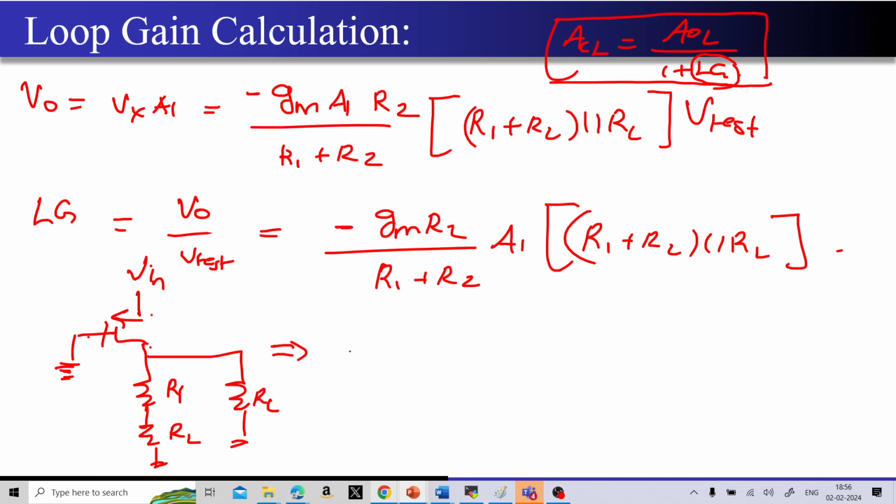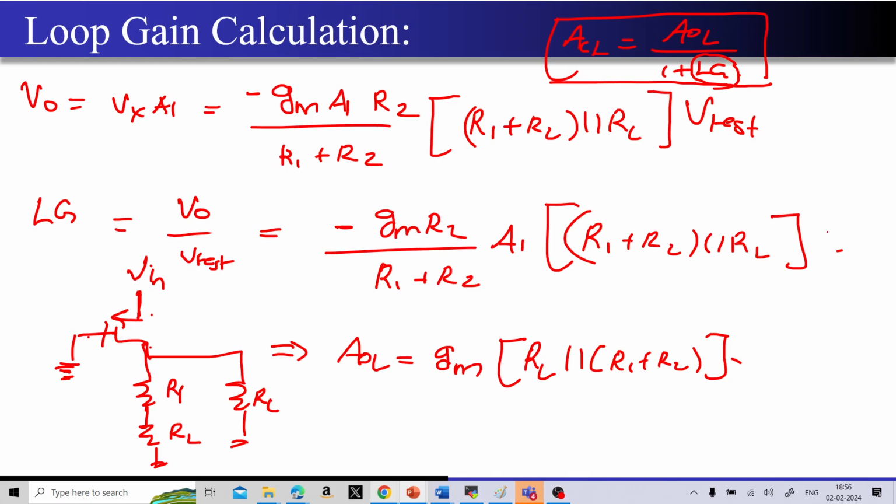So for the open loop gain, we are giving the input at the source of the MOSFET and taking the output from the drain, so there will not be any phase shift now, right? And what will be the gain? The GM into the effective load resistance. What will it be? RL parallel R1 plus R2.